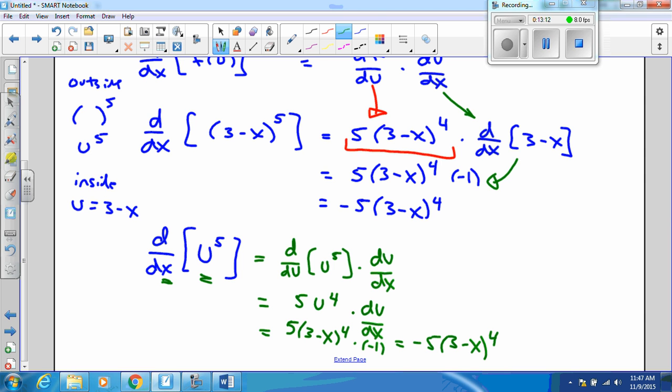We're going to think of it as derivative of the outside times derivative of the inside. And that makes it fairly simple. Why though? That you have to wait for the proof.